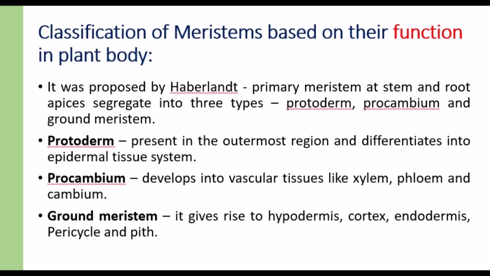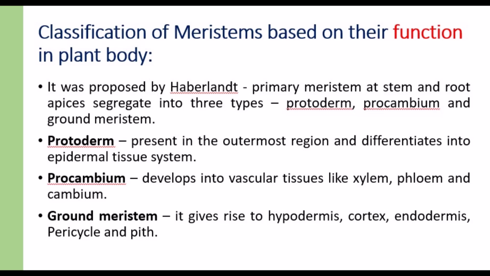Classification of meristems based on their function in the plant body. This was put forth by Haberland. So primary meristems at the stem and root apices are segregated into three types, namely protoderm, procambium, and ground meristem. The protoderm is present towards the outside or outer region and differentiates into the so-called epidermal tissue system. The procambium develops into vascular tissues, namely xylem, phloem, and cambium, while the ground meristem gives rise to the hypodermis, cortex, endodermis, pericycle, and pith.